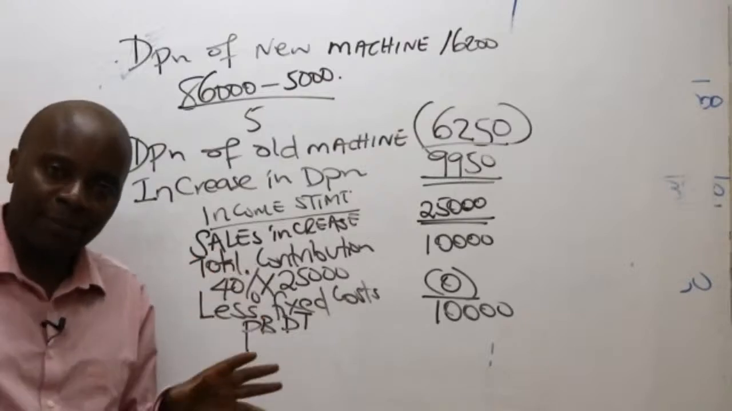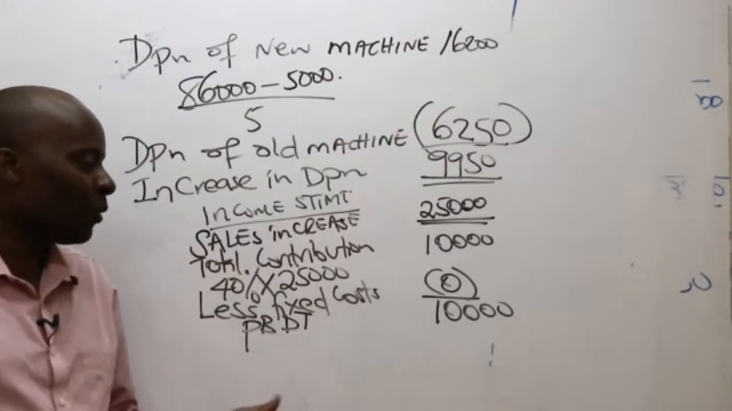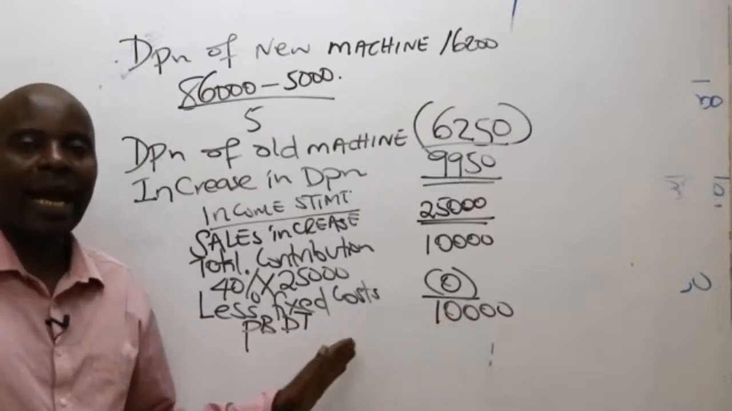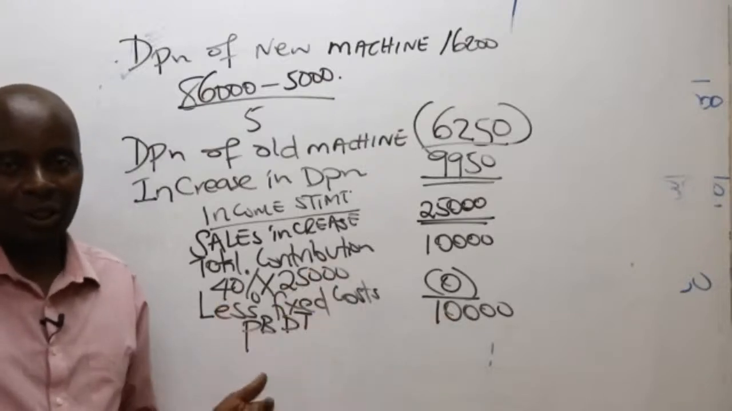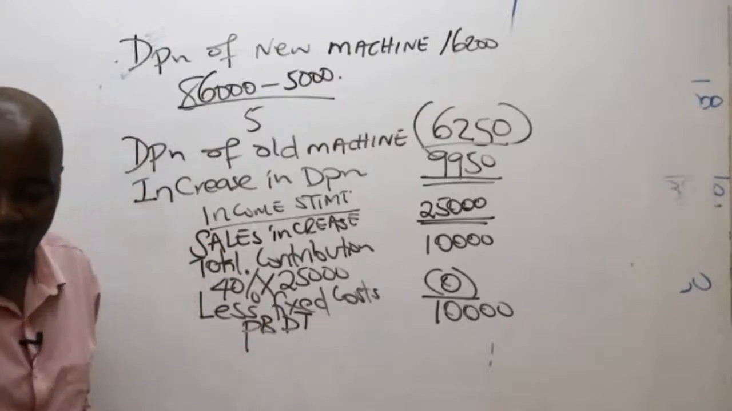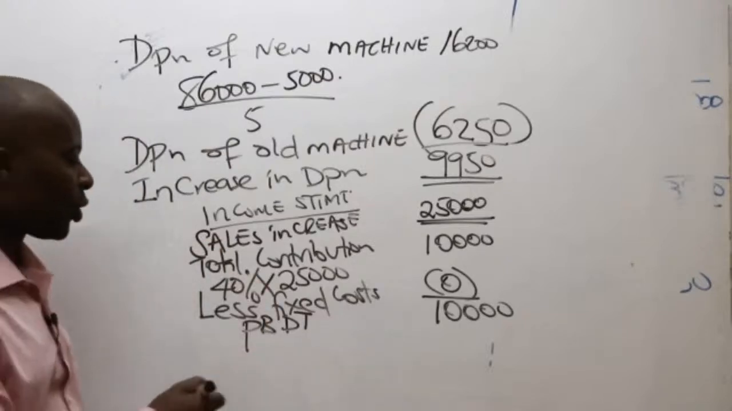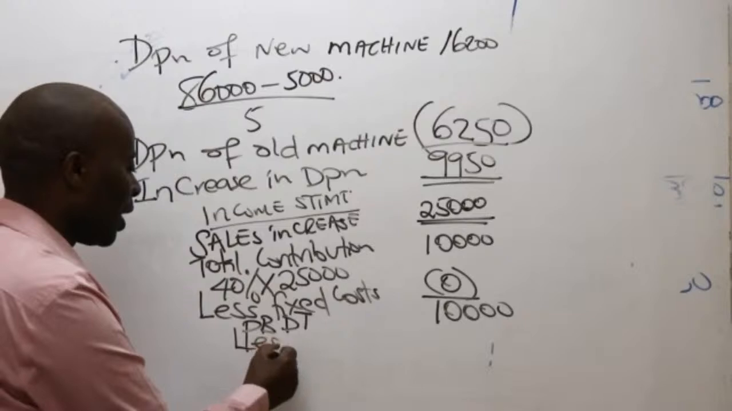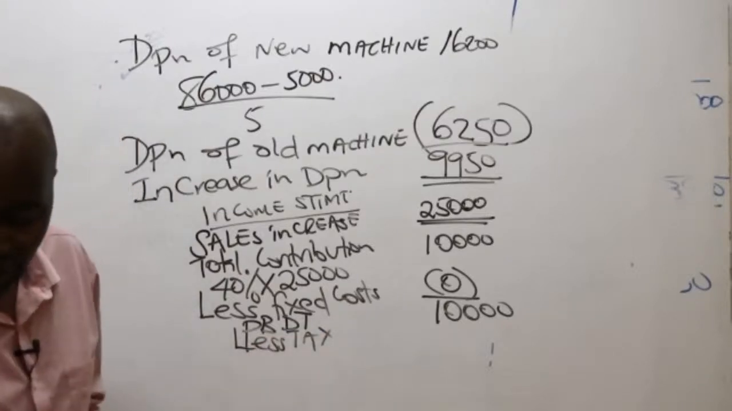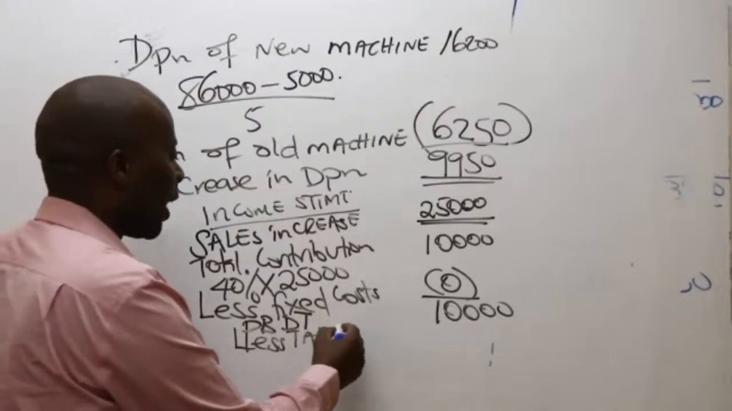There are two ways about this. Some students will always prefer the situation where they go ahead and tax this figure and then they add the shield. But personally, I prefer the longer way. The longer way is the one where you come and subtract tax. So you say less tax. What is the rate of tax given? It is 30%. Less tax at 30%.